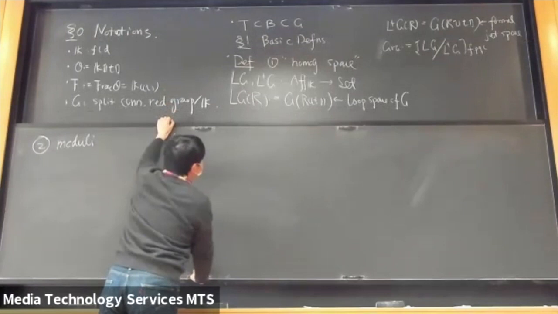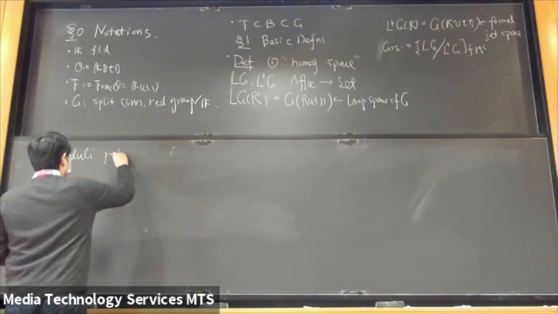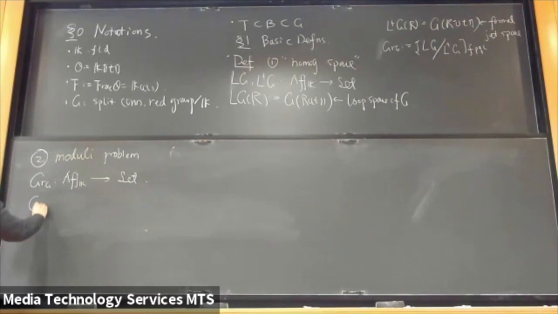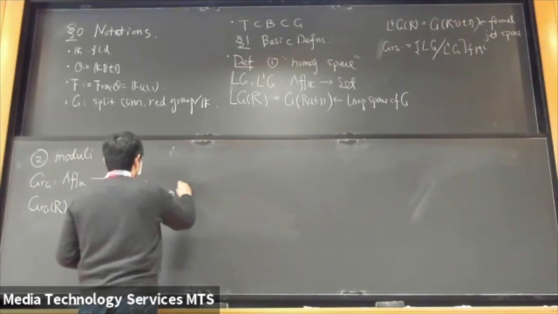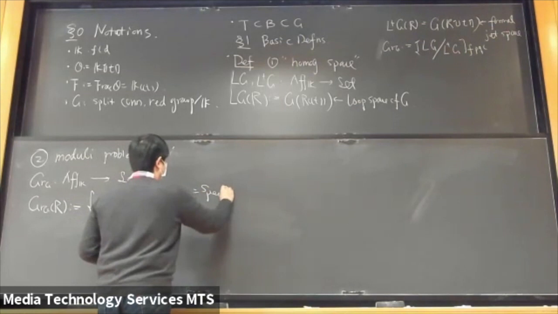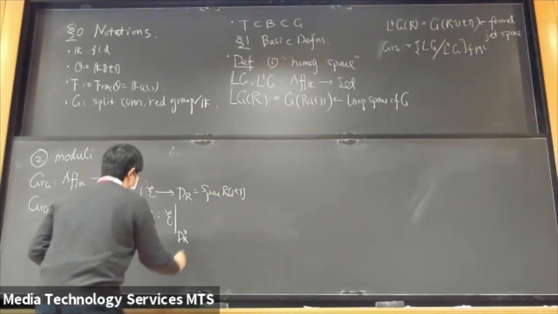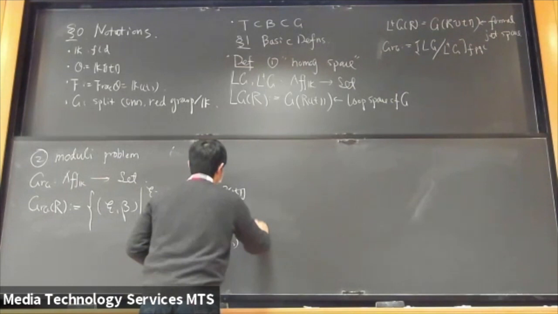Okay. We can also define it in terms of a moduli problem. We define a functor Gr_G on affine k-algebras to sets. Gr_G(R) is the set of pairs (E, beta), where E is a principal G-bundle, or G-torsor, over Spec of R double bracket T, and beta is an isomorphism between E restricted to D_R cross, which is the formal punctured unit disk, Spec of R double parenthesis T, and the trivial G-torsor on the punctured formal unit disk.